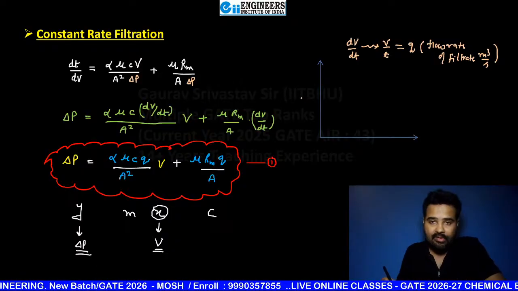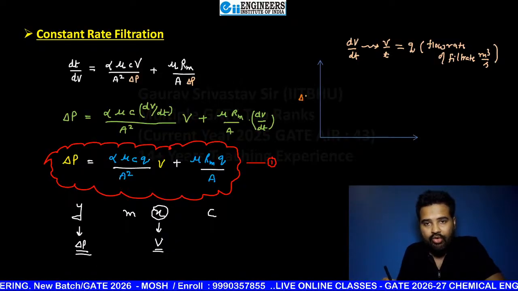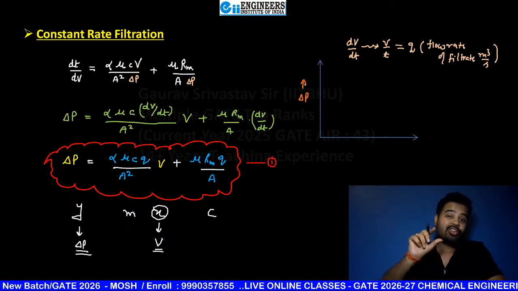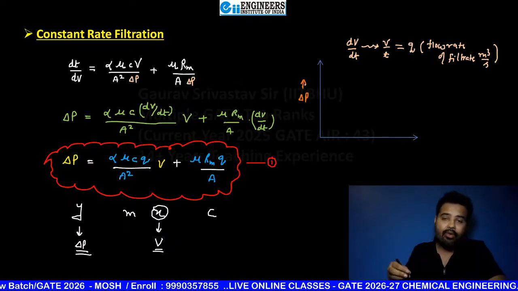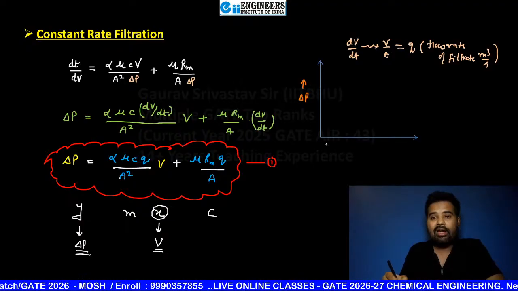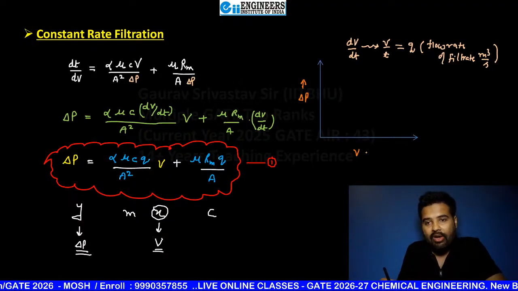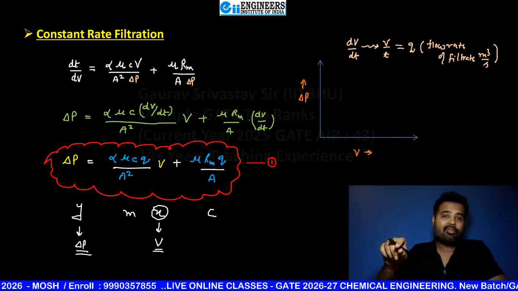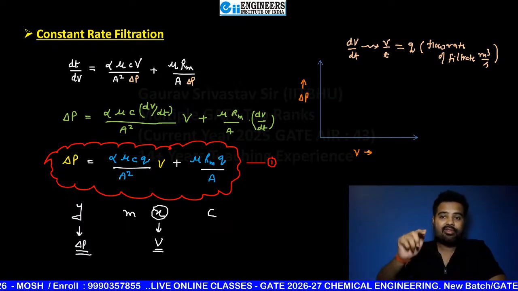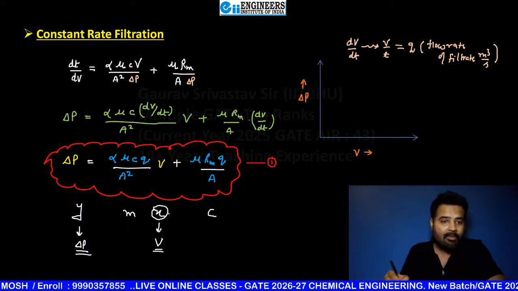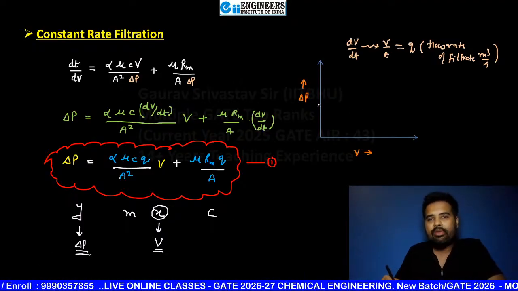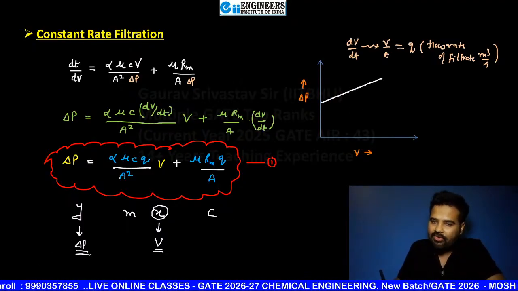But this time on the y-axis you are going to take delta P, that is pressure drop, and this is the total pressure drop. This is not just the pressure drop across the cake. So delta P, and now here you are going to write V. The previous one was T by V versus V. This time delta P versus V. But again the beautiful thing is that you are going to get the same graph. y equals mx plus c.